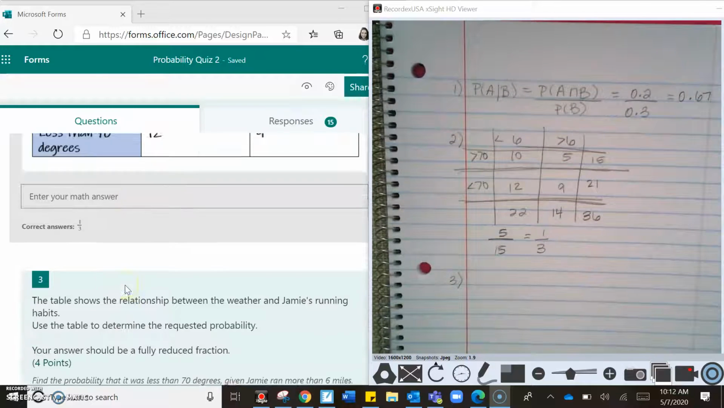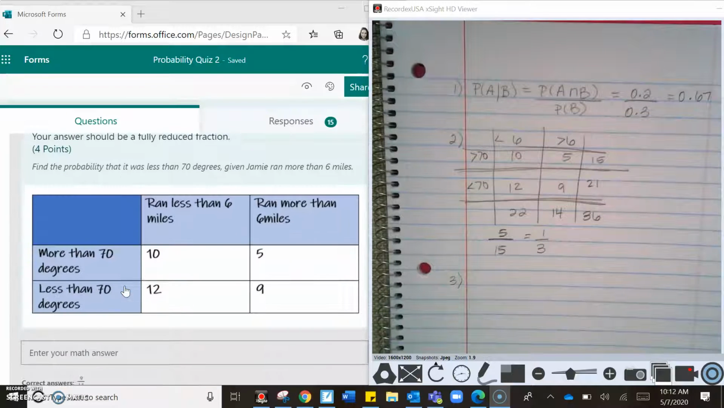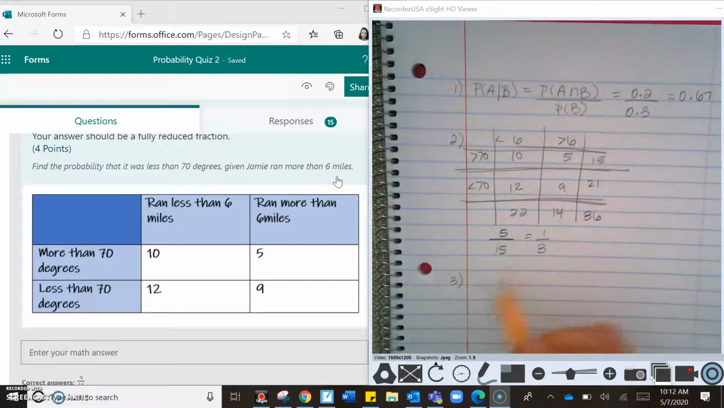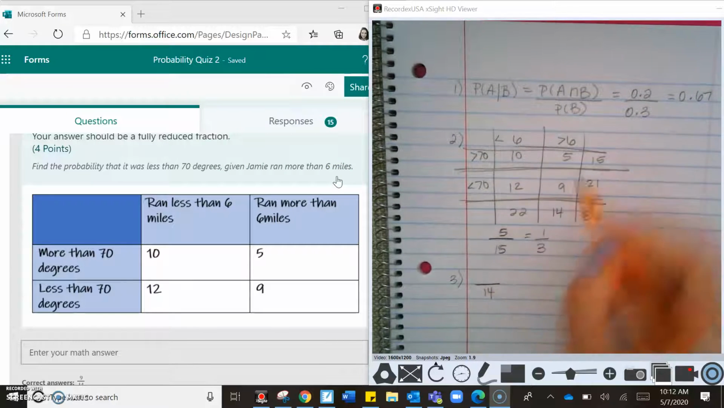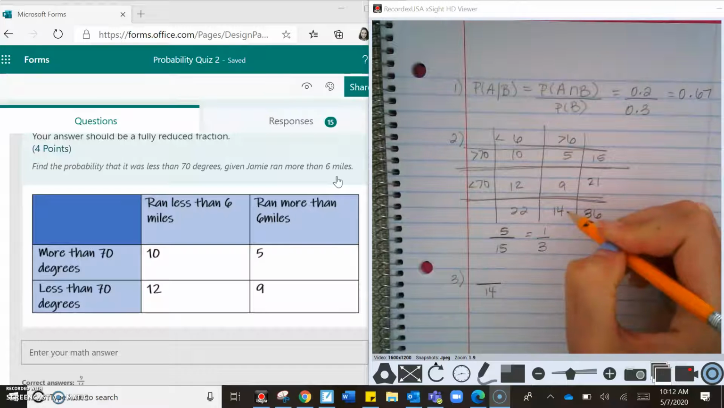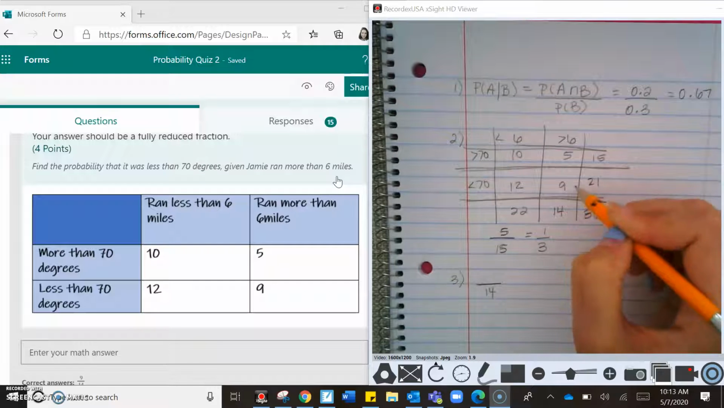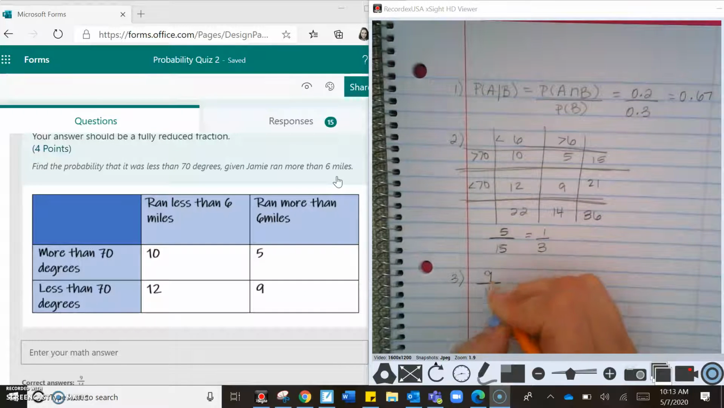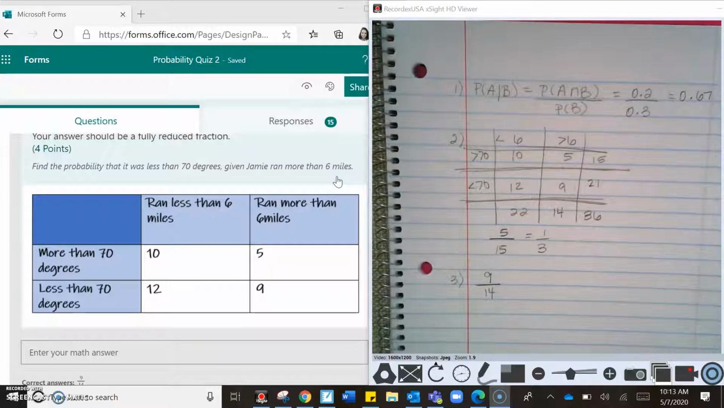Question number 3. We're still using the same table. So let's see what they're asking. Given Jamie ran more than 6 miles. So more than 6 miles, that's a total of 14. That's the condition, that's the shortened population that I'm looking at. Out of those 14, what is the probability that it was less than 70 degrees? Less than 70 degrees, 9. So that's the answer to question number 3.